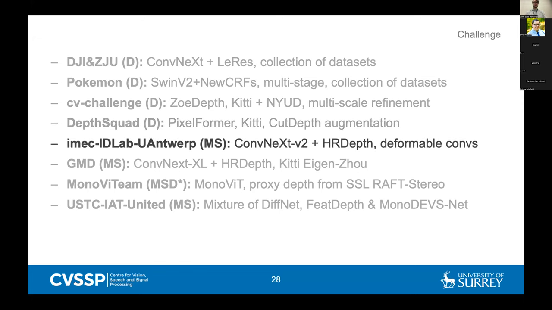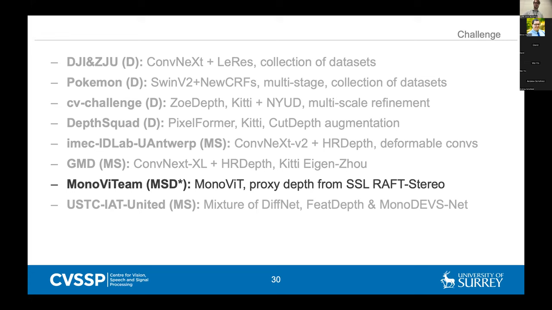In terms of self-supervised, we have team IMEC ID Lab from the University of Antwerp, which used ConvNeXt V2 combined with HR-Depth, which is a high resolution decoder, but they modified the decoder to use deformable convolutions rather than just the vanilla convolutions. Similarly, team GMD used ConvNeXt Extra Large with HR-Depth, but again, in this case, it was just trained on KITTI.